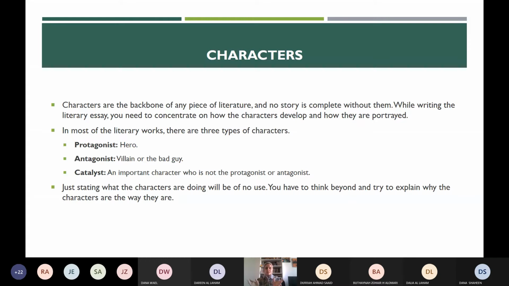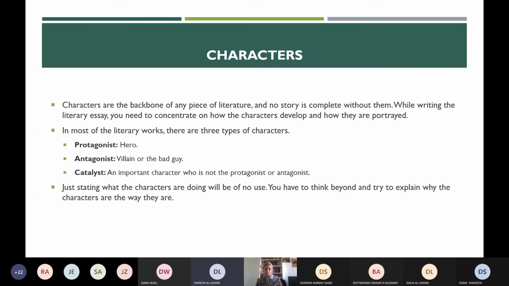The characters are usually divided into protagonists. Protagonist is the hero of the story, like Superman. Antagonist is the bad guy, the villain, like the villain against Superman. I don't remember his name. And the catalyst is an important character in the story. Maybe the protagonist's girlfriend, or a friend, or his father.